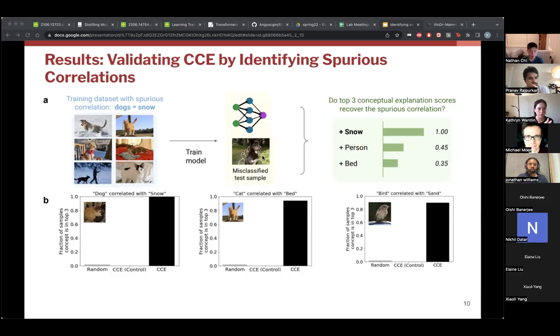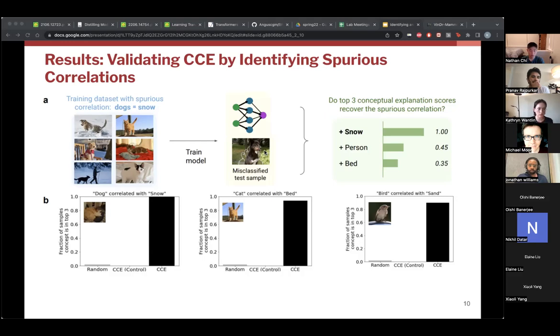So they chose some particular examples. The ones here are dog correlated with snow, cat correlated with bed, and bird correlated with sand. So they ran like 3 different experiments: random, CCE control, and CCE. CCE is where they explicitly correlated dog with snow. CCE control is where there was no spurious correlation added. And then random is where they just randomly chose some images from their image data set. So those are the 3 experiments that they ran for different combinations.